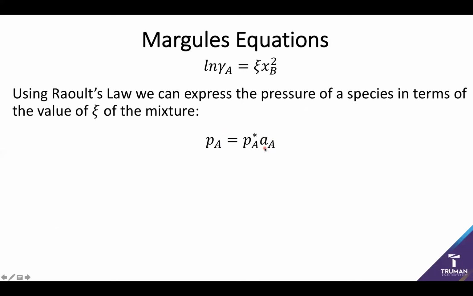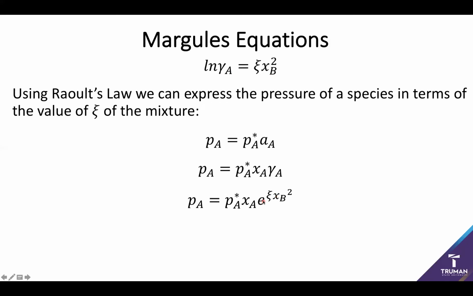The activity, whether it behaves Raoult's or Henry's law, is always going to be related to the ratio of these two, of the true to ideal or pure vapor pressures. So this is always going to be true. We can then essentially substitute in our other definition for activity based on the mole fraction and activity coefficient. We can then make use of the Margules equation, which says that the activity coefficient is going to be equal to the exponential of our extent of reaction and the concentration of the other species.